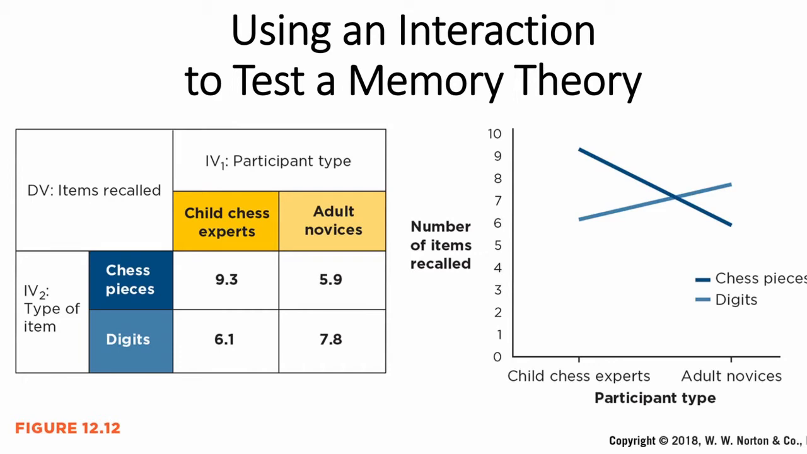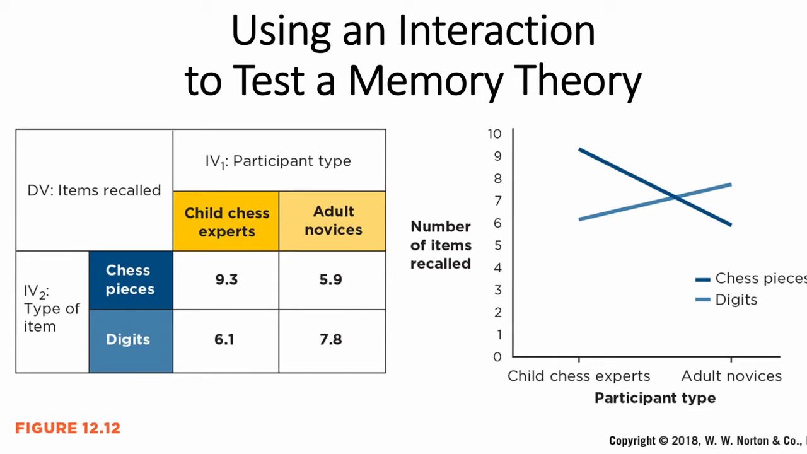For our second example, we can use an interaction to test a memory theory. Very similar setup, where we have a 2x2 factorial design. In this case, the researchers wanted to use this factorial design to test their theory about why memory develops with age.